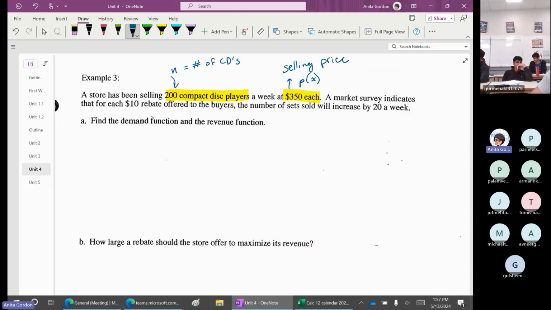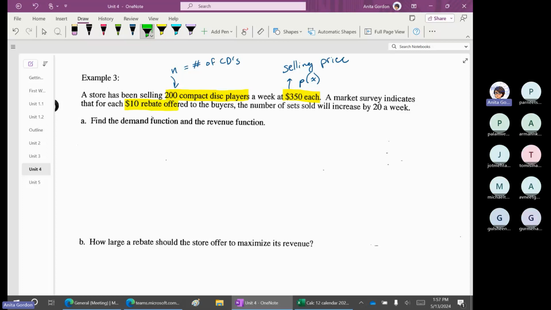A market survey indicates that for every $10 rebate, the number of sets sold will increase by 20 a week. So I need to make a list of the information that I have. Do you guys know what a rebate is? You get money back. What's another way to say when you get money back or you're paying less for something? A discount. Let's call it D for discount.